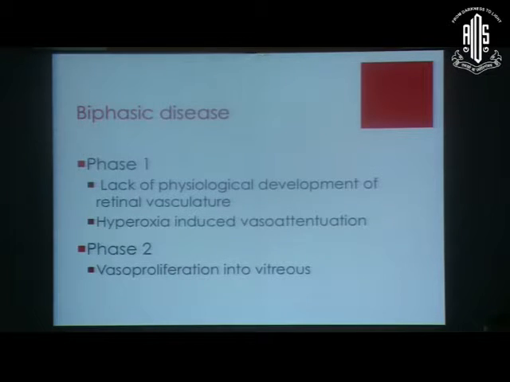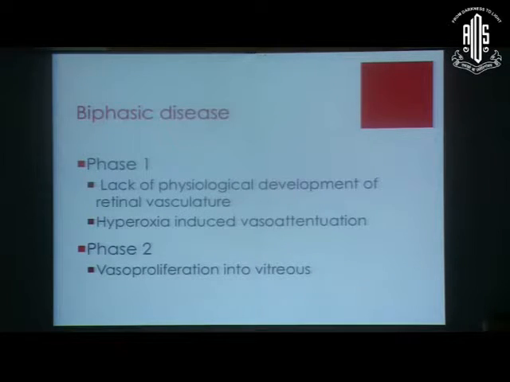The first phase is characterized by lack of physiological development of retinal vasculature because the child is born premature, and we know that it's only at term that the entire retina gets vascularized. So when they are born premature, the peripheral retina is without its normal blood supply. That doesn't mean it's a disease. It's just that they are born earlier than they should have been born. That is the lack of physiological retinal vasculature.